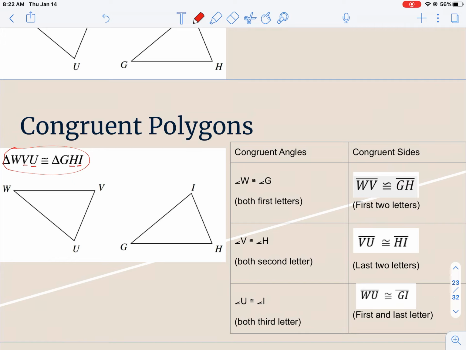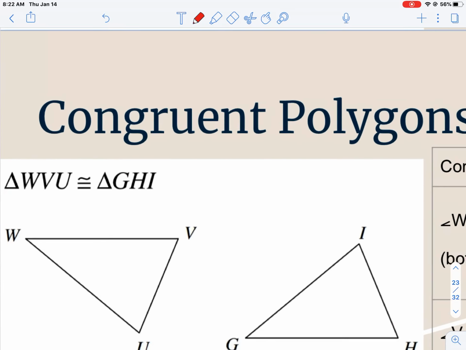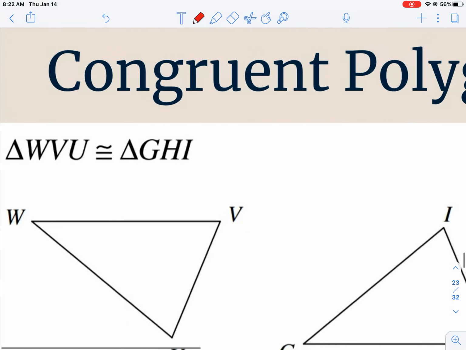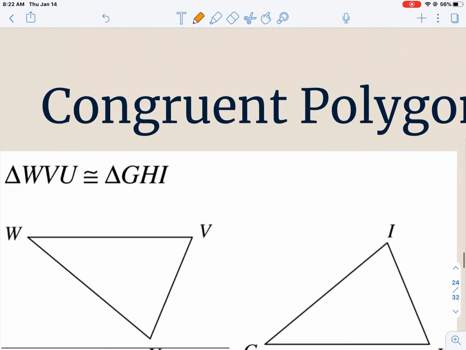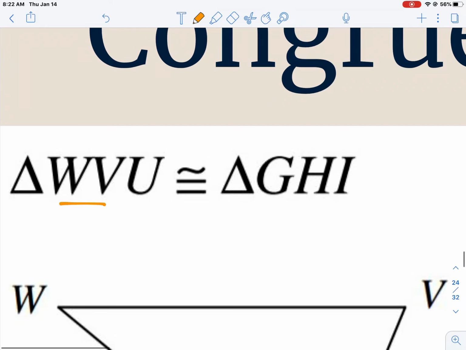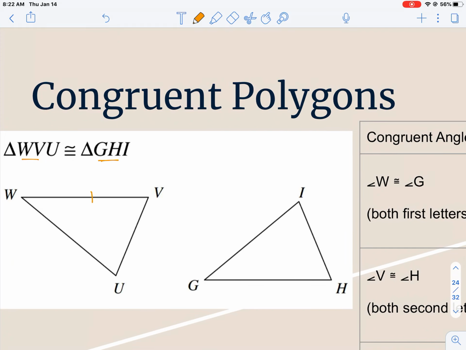So basically just match up letter for letter, okay? The first letter of the first triangle, the first letter of the second triangle, and so on, and that'll tell you which angles are congruent. Now, what's a little bit different is the sides. Again, we can use the congruence statement for the sides. There are three sides of the triangle, so we need three pairs of two letters. The first two letters are WV and GH. So line segment WV is congruent to line segment GH.